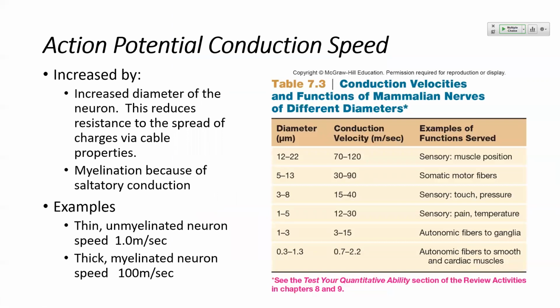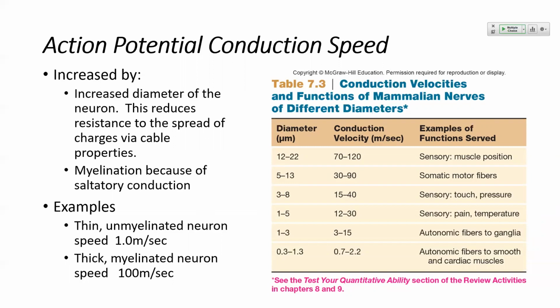Okay. So let's talk about some factors that can speed up the action potential propagation. So one we know is the increased diameter of the neuron. So if we have a thicker neuron, this is going to increase the propagation by decreasing the resistance to the spread of that charge, the spread of those electric signals down the length of the axon. Myelination is another factor that increases this saltatory conduction or this propagation of the action potential.